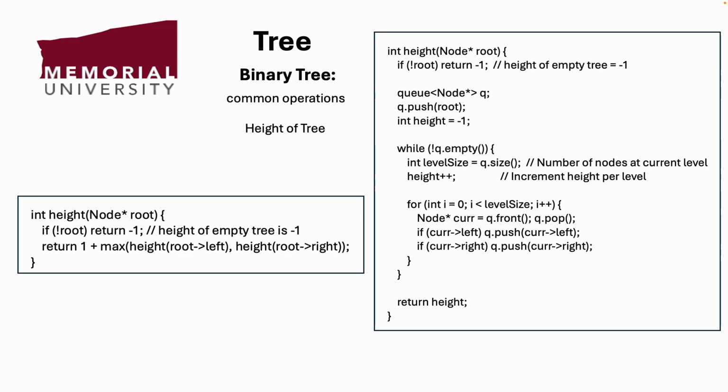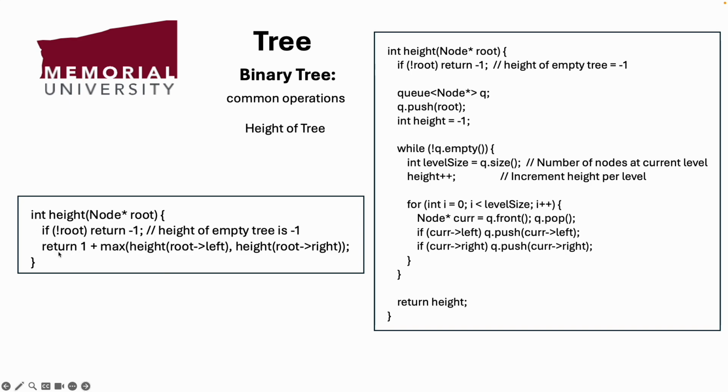Otherwise, consider the case of a single root of the tree, which just means a single node. The max of the height of root left and the height of root right: root left is empty and root right is also empty, so each returns -1. Return -1 plus 1 equals 0. So if it's just a single node, it will return 0, a height of 0.